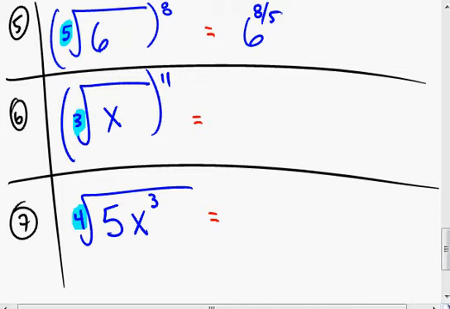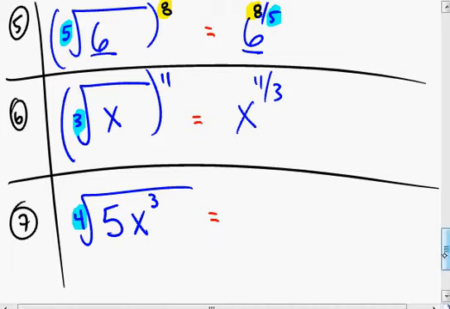I just want to see if you can master this real narrow skill here. So 6 to the power of 8/5. This one here, x to the power of, good, 11/3.